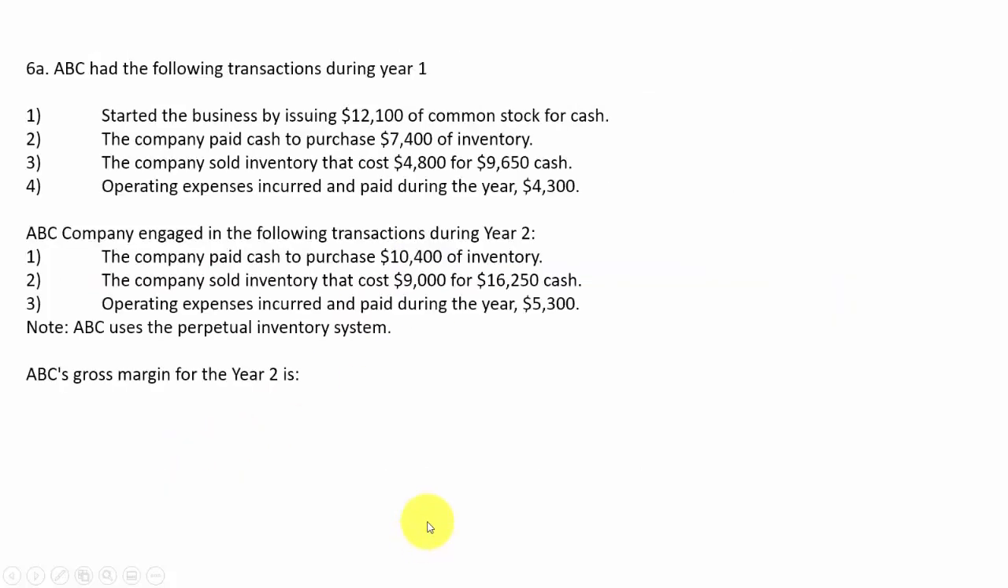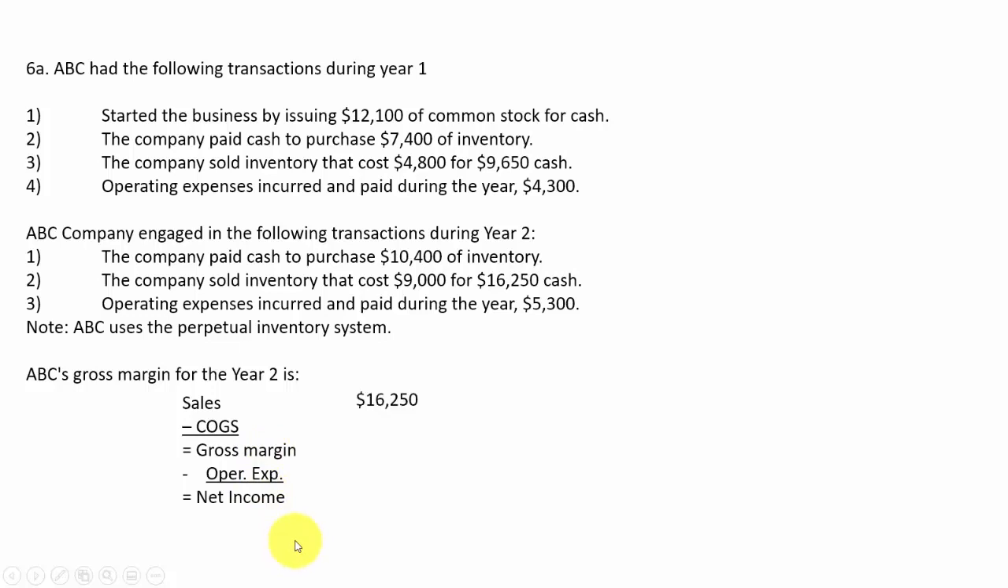Okay, next one. We want to know what is the ABC company's gross margin for year 2. So for year 2, we're going to put up this little format for an income statement, which is the way I like to solve the problem. We'll have sales minus cost of goods sold equals gross margin. That's what we're looking for, gross margin for year 2, which would be these transactions right here. And you don't have to, but you could also say operating expenses are subtracted from gross margin to get net income. So let's see what we got.